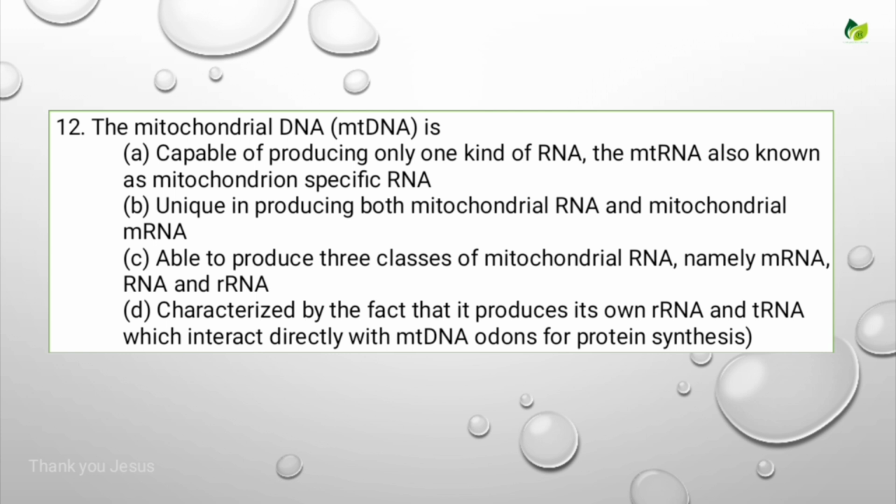The fourth option is characterized by the fact that it produces its own rRNA and tRNA, which interact directly with mtDNA codons for protein synthesis. For this, the correct answer is mtDNA that is able to produce three classes of mitochondrial RNA, namely mRNA, rRNA, tRNA.